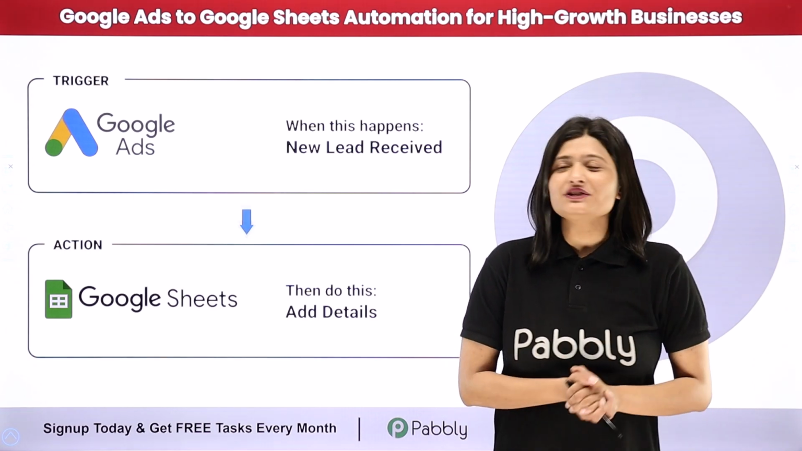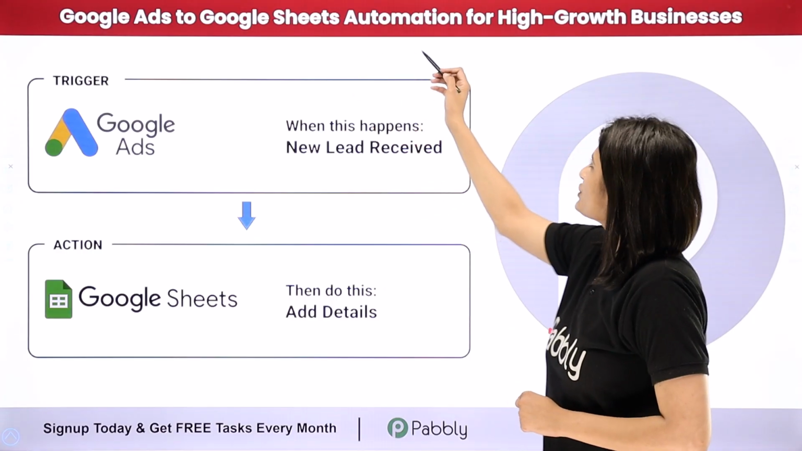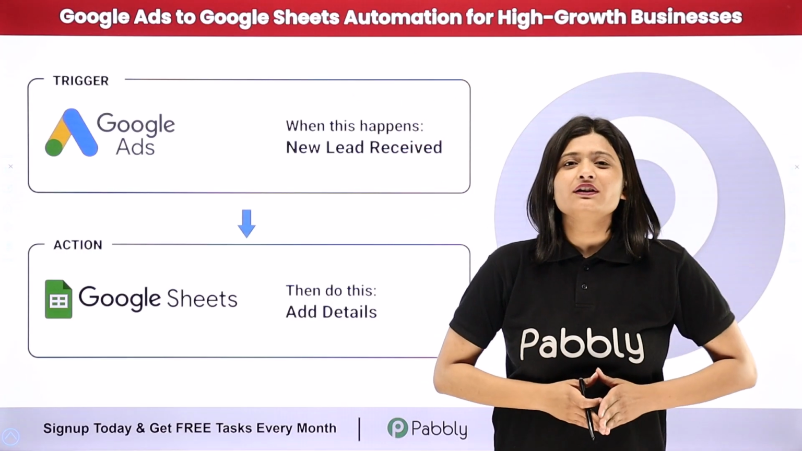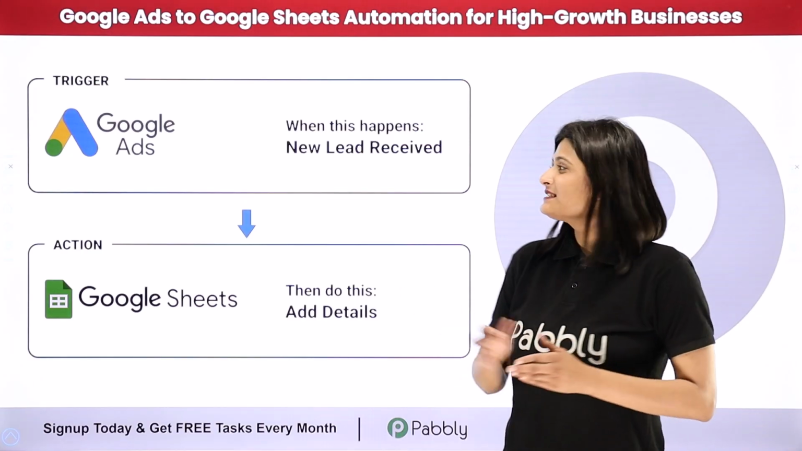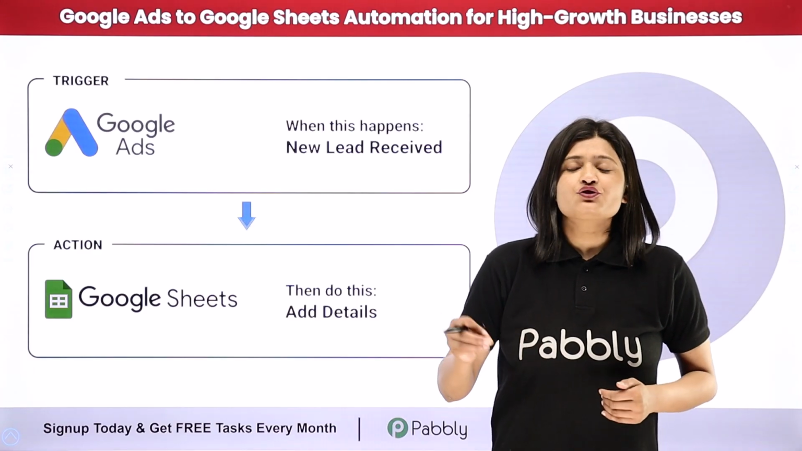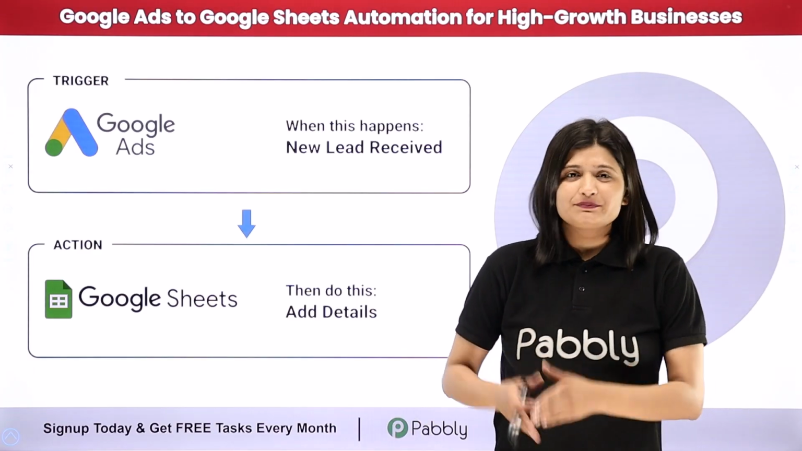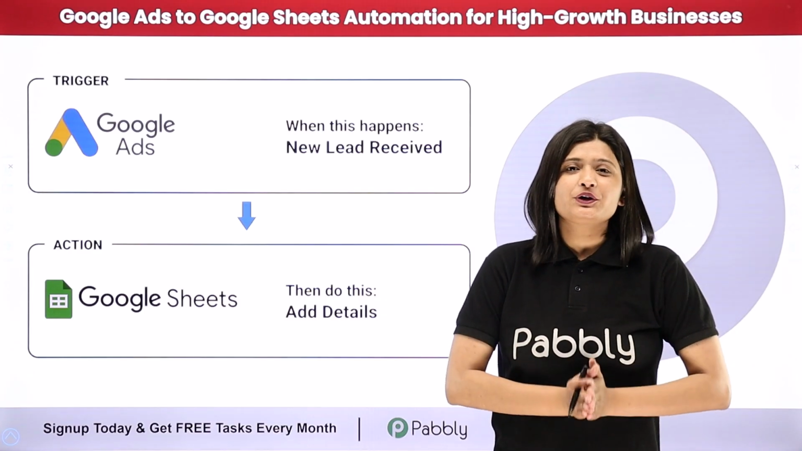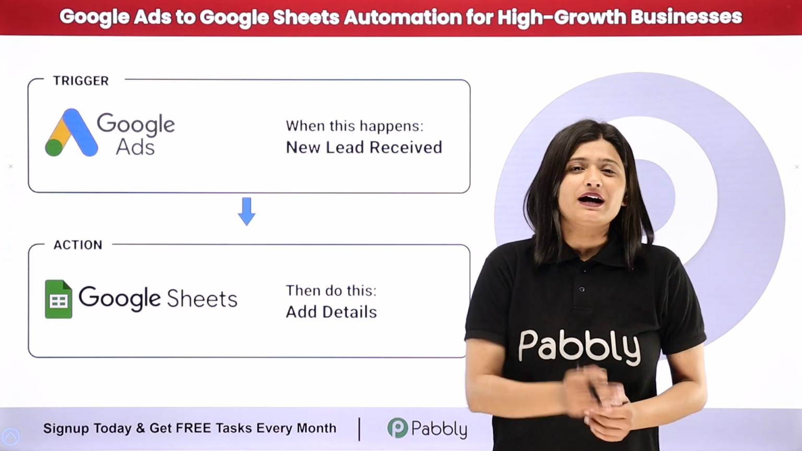In this video, we are going to see Google Ads to Google Sheets automation for high growth businesses. I'm running an online business and I'm collecting all my leads using Google Ads. I want that whenever I receive a new lead, the lead details should be automatically added to my Google Sheets spreadsheet. If I do this manually, this will consume a lot of my time, and that's why I'm going to automate the entire process using Pabbly Connect.